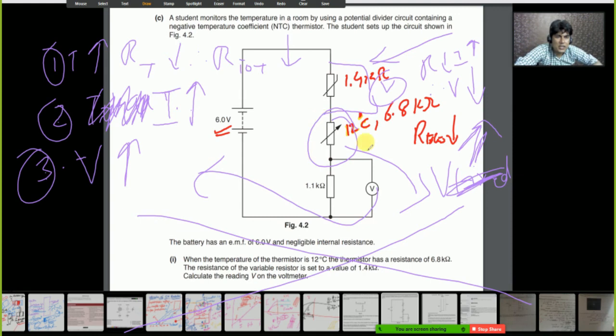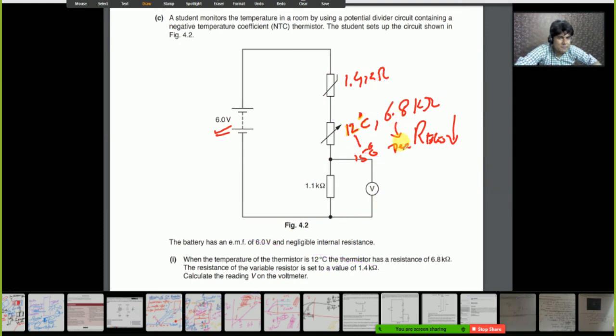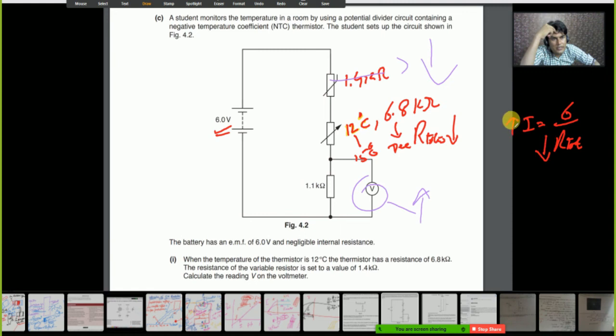So if this is 15 degrees C, it means the resistance will get decreased. So if the resistance gets decreased, then the voltage across this will increase, and voltage across these two resistors will be same. Wait, current is equal to 6 divided by R total. R total will get decreased, so current will increase. Yes, current will increase.